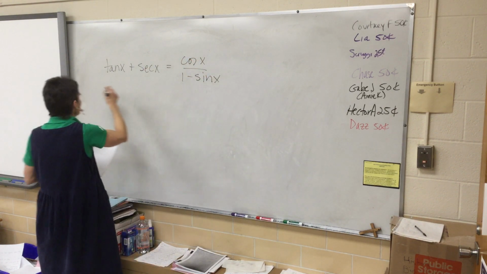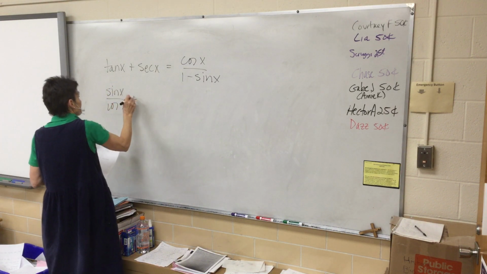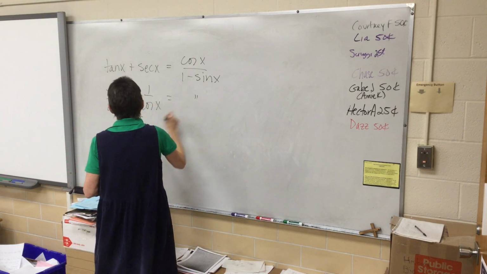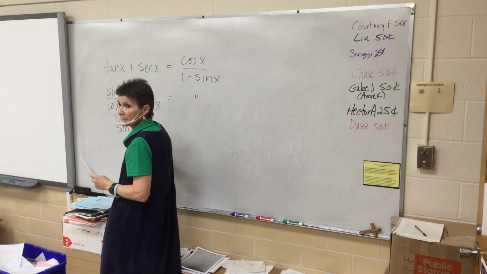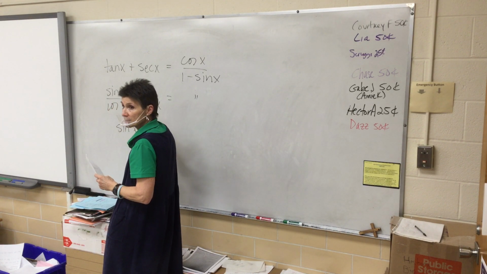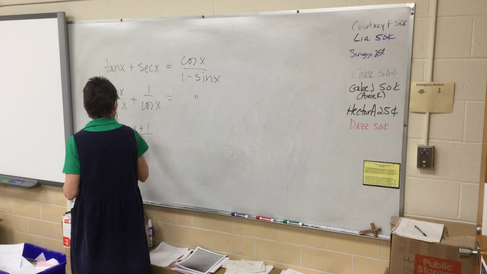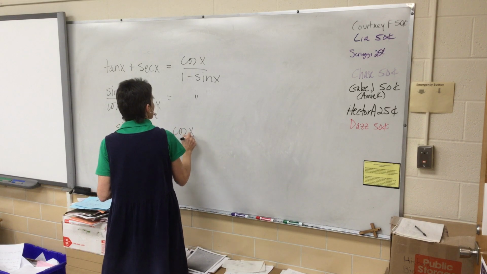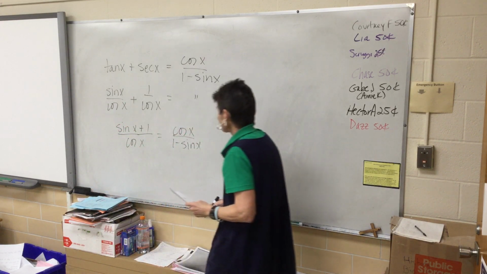So tangent is sine over cosine. And what about secant? 1 over cosine. Oh, hey, look, we have a common denominator. That's great. Because normally I would have to get a common denominator to add my fractions. But I have it, so that's great. Oh, shoot. This is not so great.